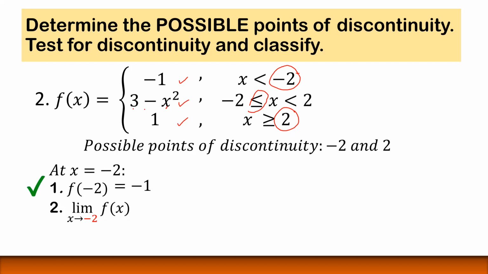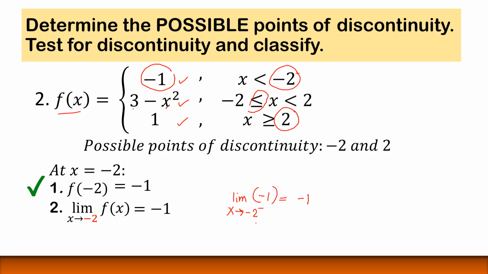Kunin natin yung limit as x approaches negative 2. Kunin natin yung from the left tsaka from the right. No? So from the left, bakit negative 1 yun? Tingnan natin ha. So we have limit as x approaches negative 2 from the left. Okay, so from the left, ito yung gagamitin natin, si negative 1. Yan. Diretso ko na, no? Palitan ko na si f of x ng negative 1. Okay. So limit of a constant is just equal to that constant negative 1.